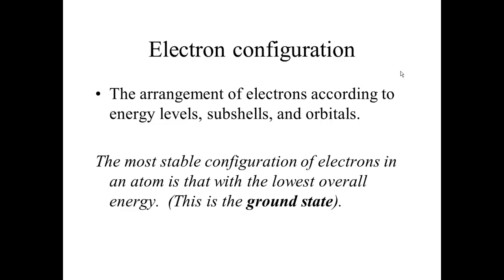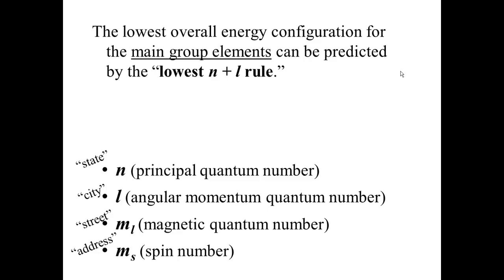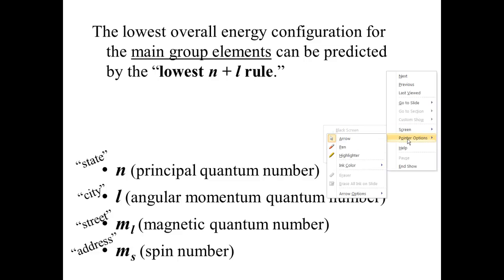Okay, so we're going to find homes for electrons. Now you're probably familiar with something called an arrow diagram. And that's what we're going to use too. And when you use the arrow diagram, or even if you haven't, it honestly sets you up for what's called the lowest n plus l rule. And I brought this in here to remind you what is n and what is l.